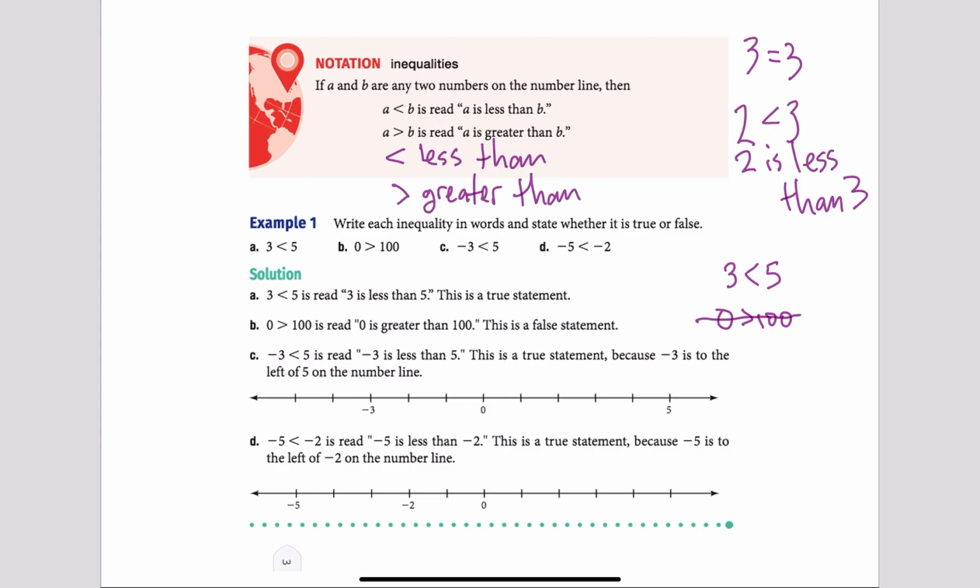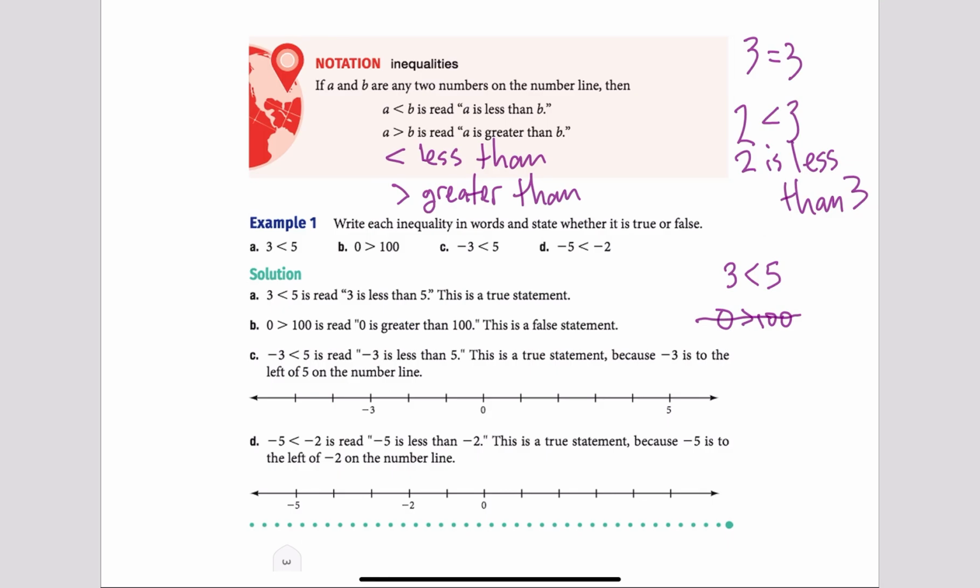Negative 3 is less than 5 is read negative 3 is less than 5, right? And of course, I can't read it without saying it correctly, because we have to know what it means. So it is a true statement because negative 3 is less than 5. Let's say I owe someone $3 and someone else has $5. Who is wealthier at the moment? Who has more money? Well, the person who has $5 is better off than someone who owes $3.